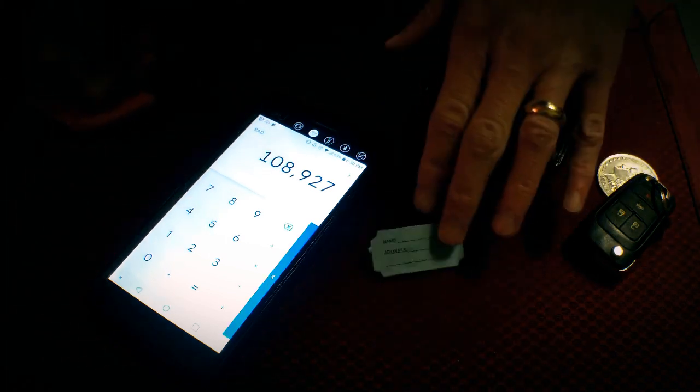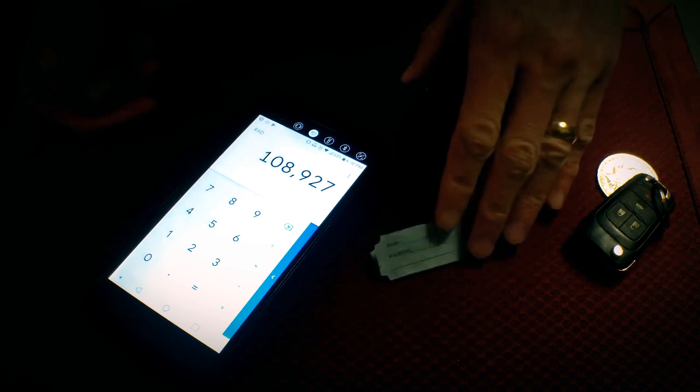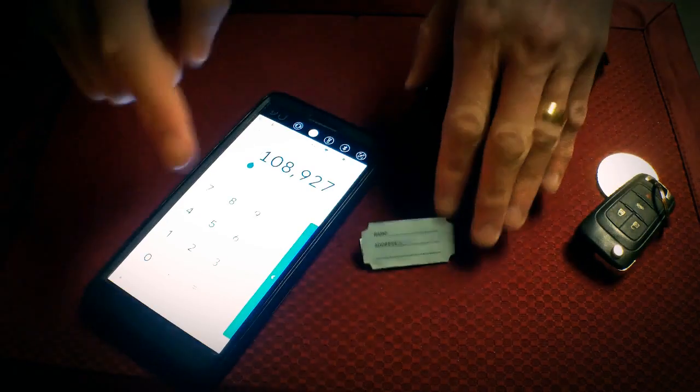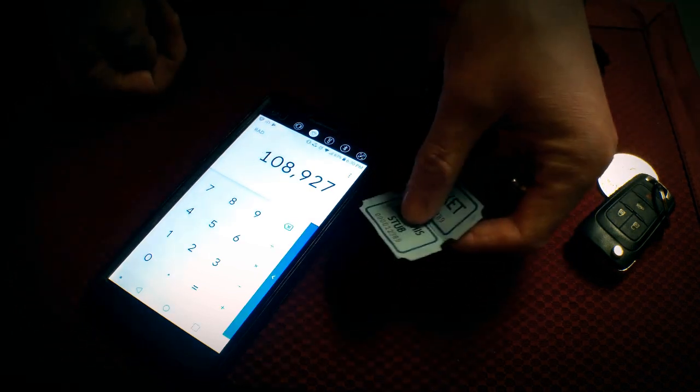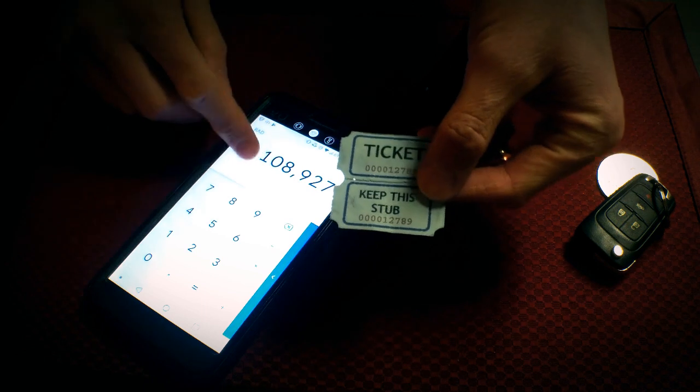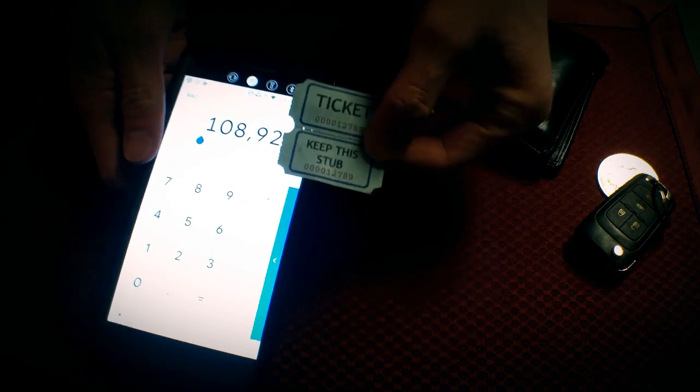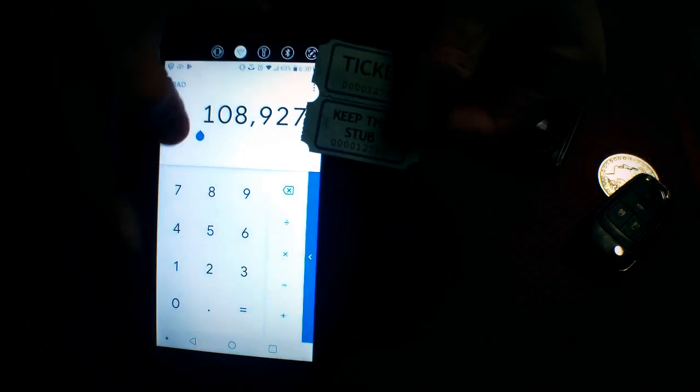So I've got this ticket. I don't know what it's for, but I kept it. I don't know why. And I have a feeling that I kept it for this moment right now. Because if I take a look at it, and we take a look at the numbers that are on there, now there's some zeros because there's quite a large number of digits that are possible on these raffle tickets.